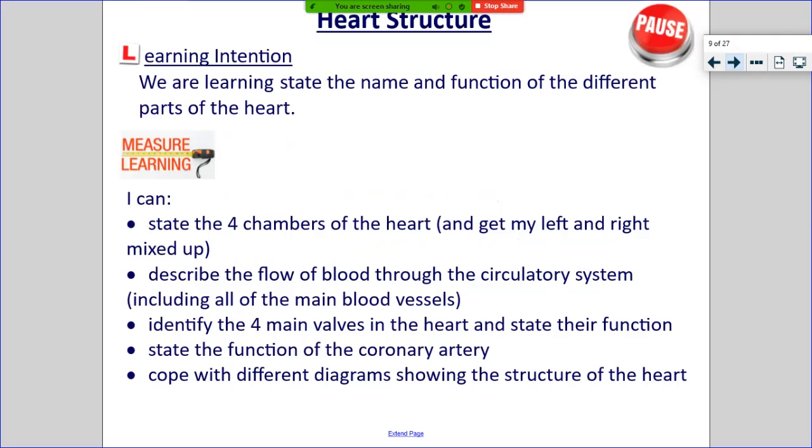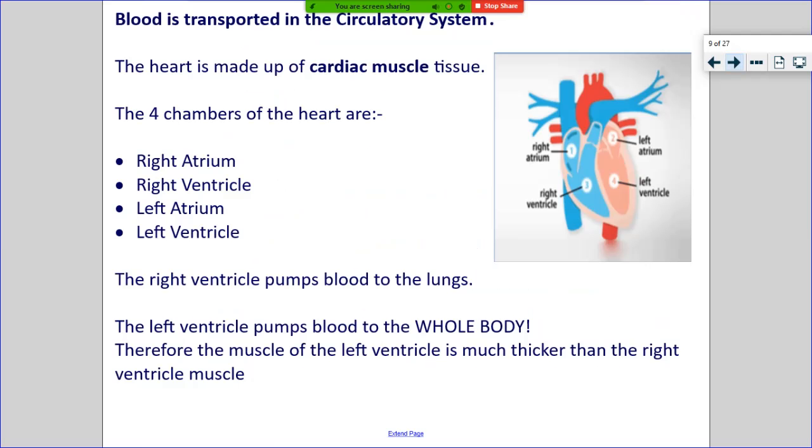So pause the video, have a look at the key learning points. We can use these to check that you've got the main points. So the circulatory system is made up of the heart and the blood vessels. We've discussed the blood vessels. So the heart is made up of cardiac muscle, and it has 4 main chambers.